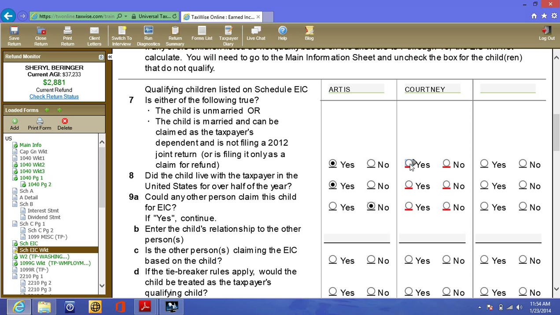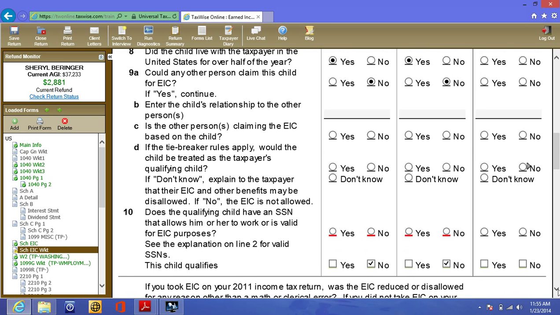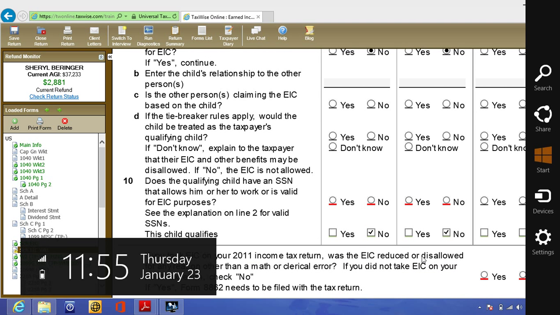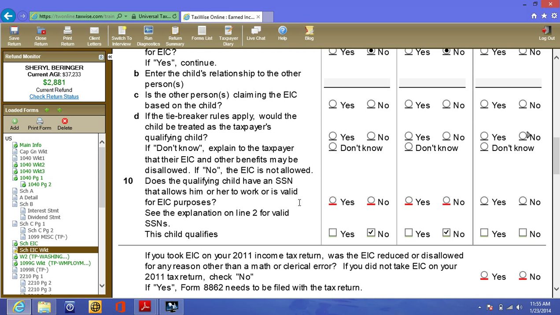So same with Courtney. She's not married. She lived with her mom. And no one else can claim her. Does the qualifying child have a social security number that allows him to work? So yes, they have a valid social security number.